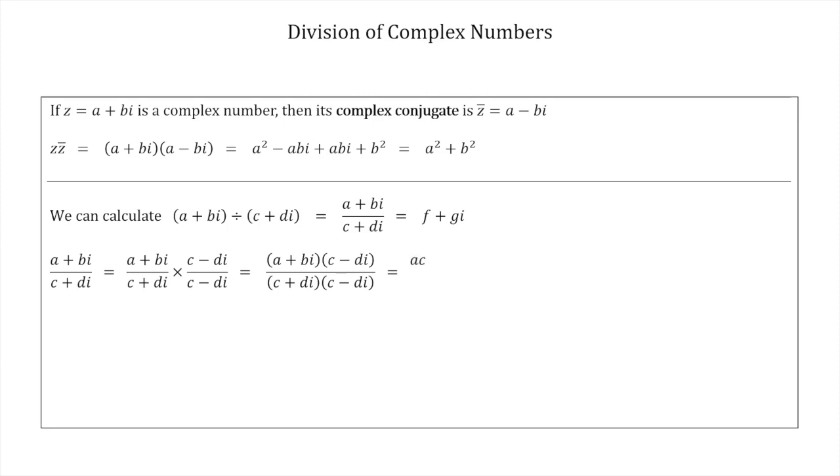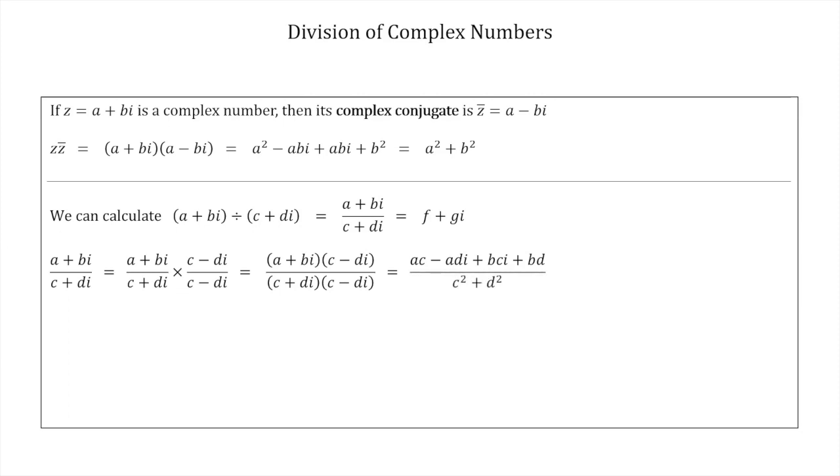So the first one on the top is ac, so that's the a times the c, minus adi, so that's a times minus di, plus bci, so that's the bi times the c, and then finally plus bd. So we get bi times minus di, b times minus d is minus bd, but then the i squared gives us minus 1, so we get plus bd.